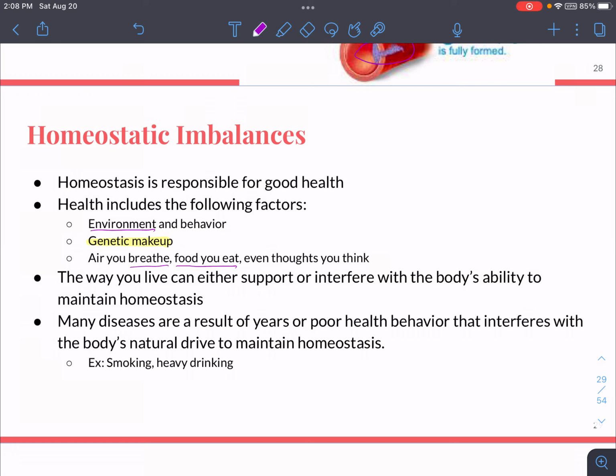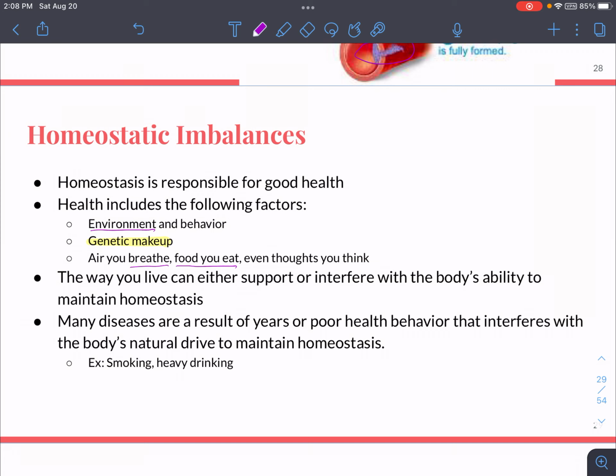Binge drinking all the time, smoking, eating fatty foods all the time, eating McDonald's every day, Wendy's, any of that every day, that inhibits your body from maintaining homeostasis.